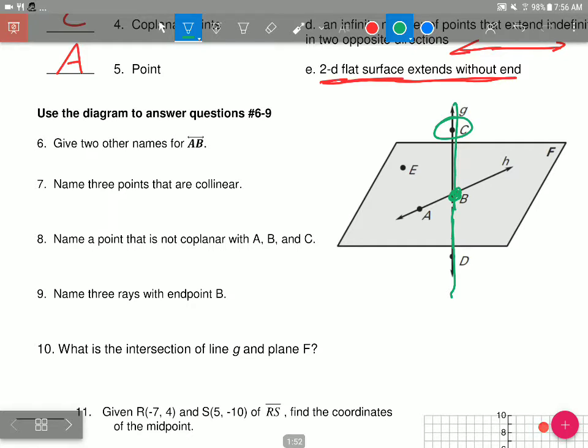Okay, so here we go. Let's answer these questions. Hopefully you can see that. If not, come talk to me. Give two other names for the line AB. Okay, so the line AB, that's this guy right here. Well, looks like the only options are BA. We could call it the other direction. Just don't forget the little arrows. Or it's labeled as line H. So line H.